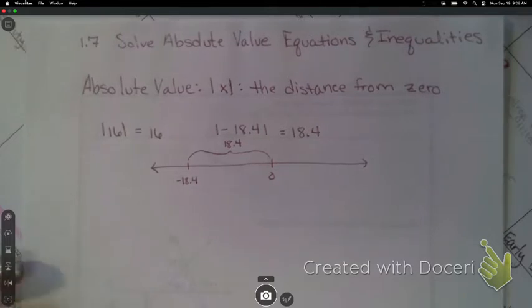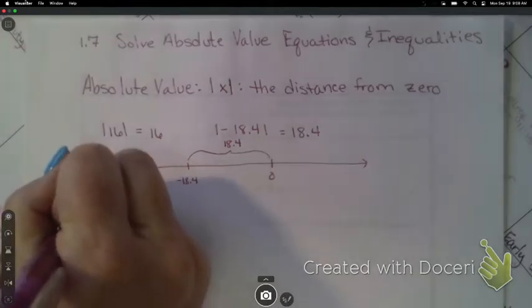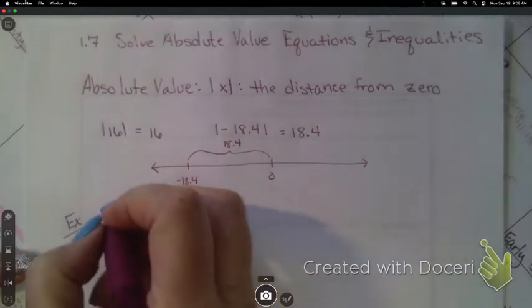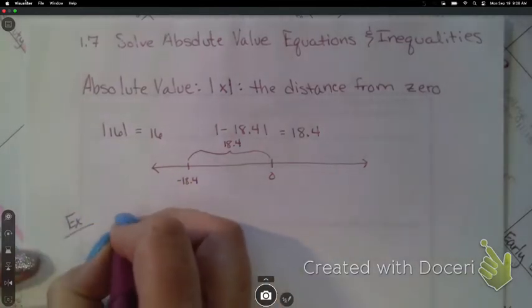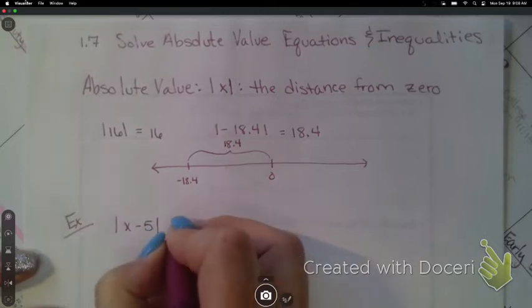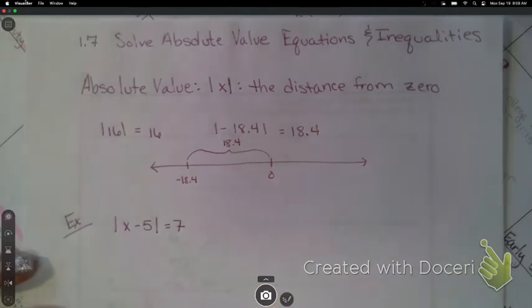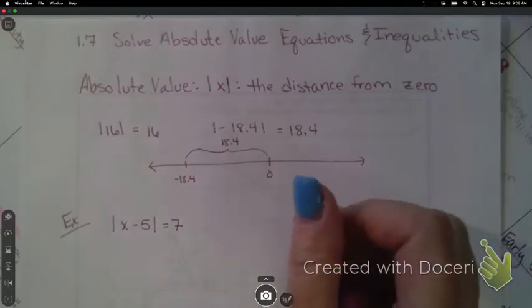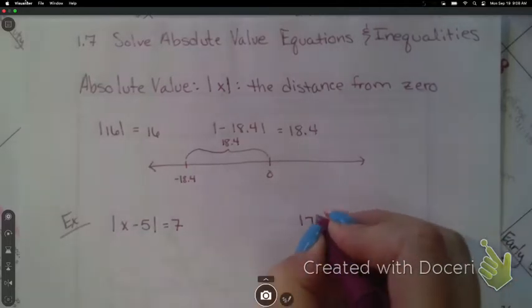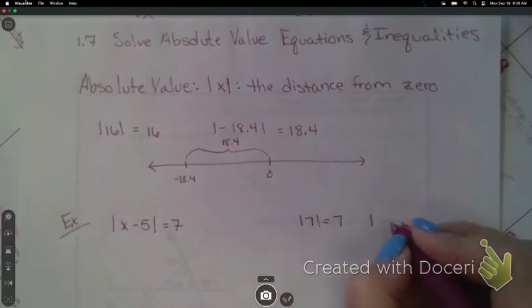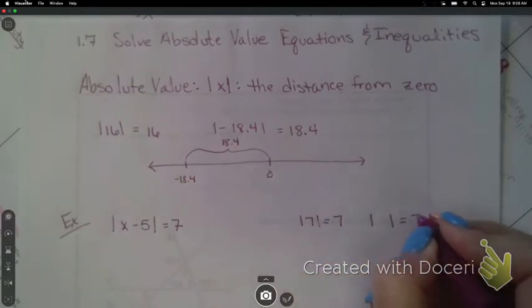Am I good for an example, guys? Yes. So I have the absolute value of x minus 5 equals 7. Before we start this problem, I have a question for you. If I take the absolute value of 7, I get what? 7. But there's another number I can take the absolute value of and get 7.